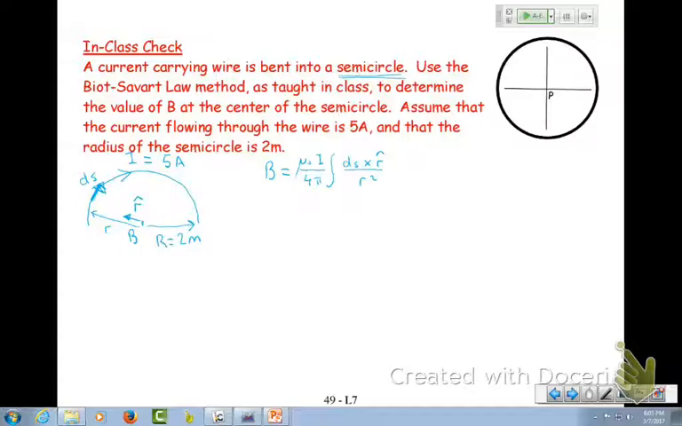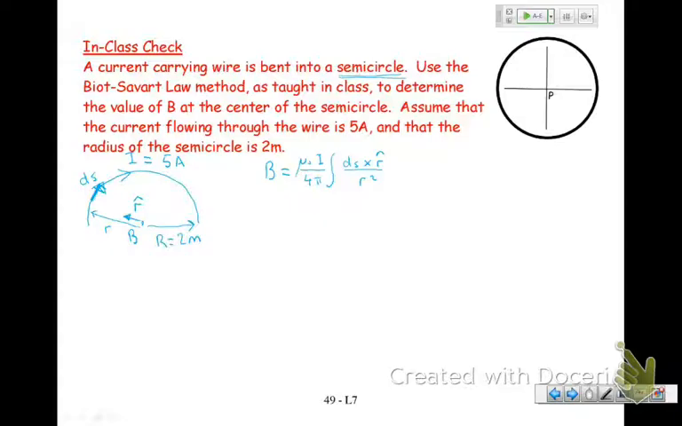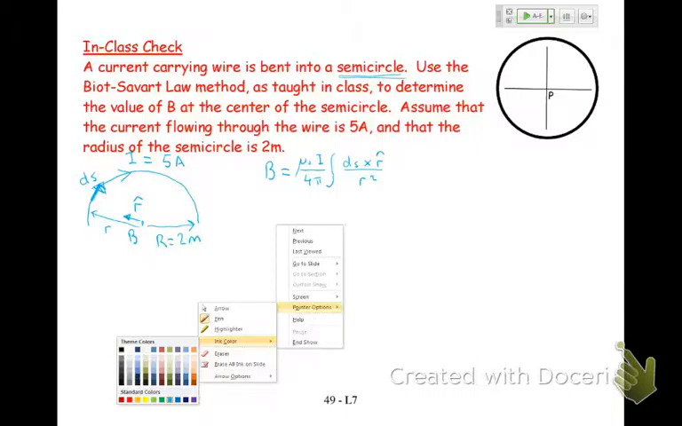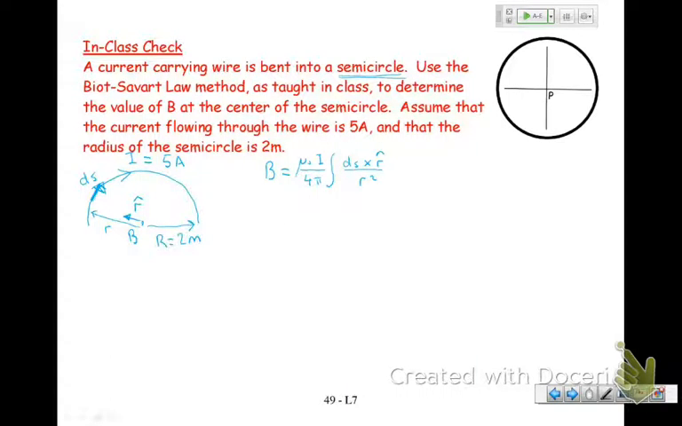So it's B equals mu naught I over 4 pi integral of ds crossed with R hat over R squared, yeah? So the first thing I recognize is that R is constant. Can you see that? Actually, the sun's shining through this window, so let's go to a color that's a little bit easier to see. So I can take R out, which means that B is equal to mu naught I over 4 pi R squared integral ds cross R hat.